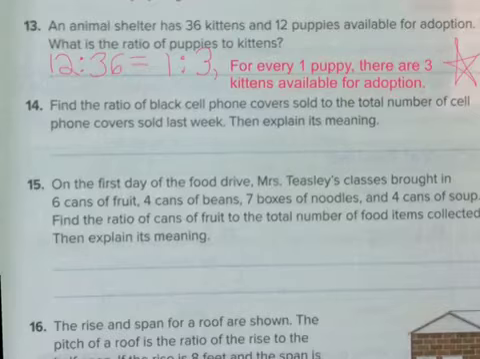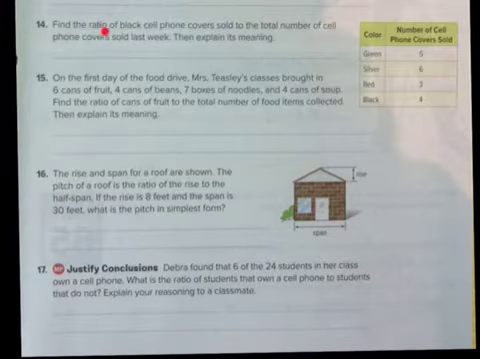Continuing on to number 14. Find the ratio of black cell phone covers sold to the total number of cell phone covers sold last week. Then explain its meaning. So we're looking at the black cell phone covers compared to the total number. So we have to first find the total number. 5 plus 6, 11, plus 3, 14, plus 4, 18. So we have 18, and we have 4 out of 18. So 4 out of 18 are black covers. 4 out of a total of 18 covers.